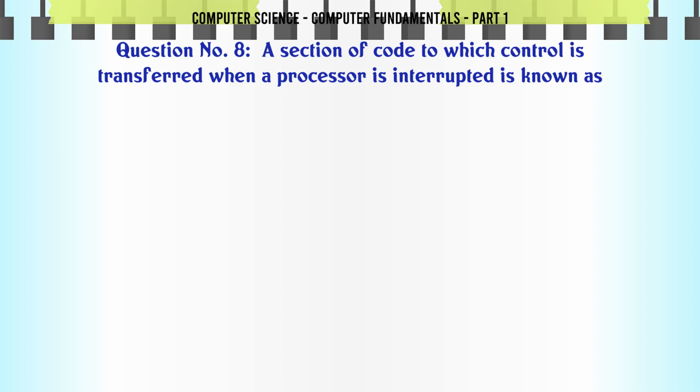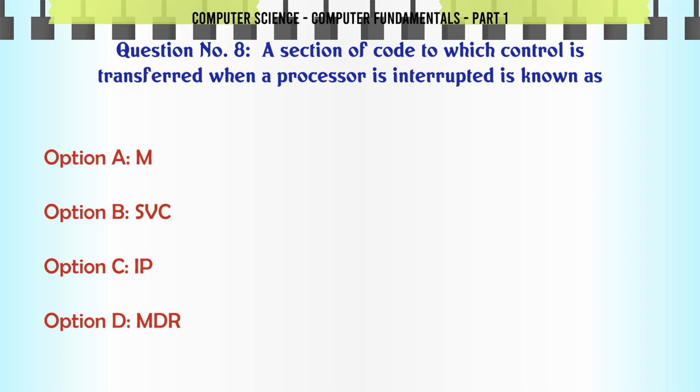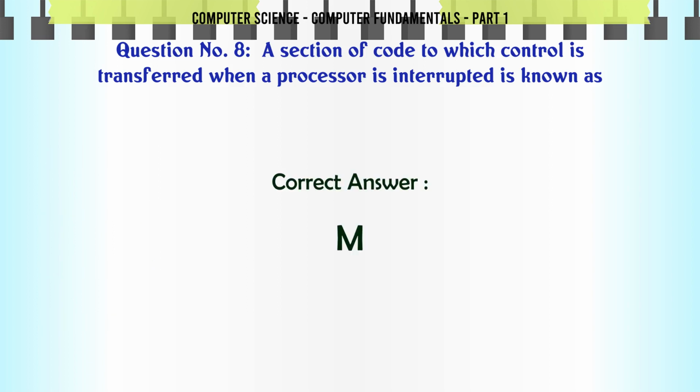A section of code to which control is transferred when a processor is interrupted is known as A. M, B. SVC, C. IP, D. MDR. The correct answer is M.